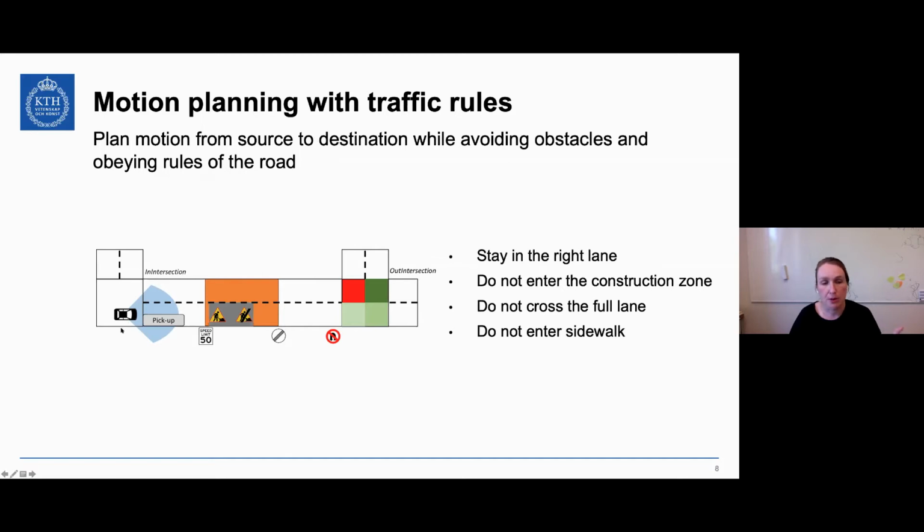It starts in some kind of pickup location, and it wants to go into this outer intersection through this road segment. And there is also a construction zone happening, and the usual road rules according to the Vienna Convention would say something like: you should stay in the right lane. You should not enter the construction zone because there are these signs saying you shouldn't do that. You should keep the speed limit. You should not cross a full lane if there is a full lane. You should not enter a sidewalk even if sometimes it seems like an option.